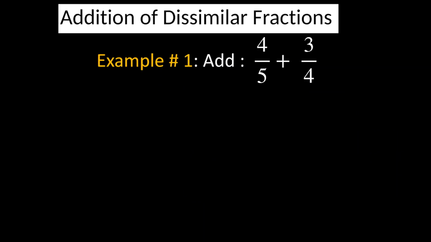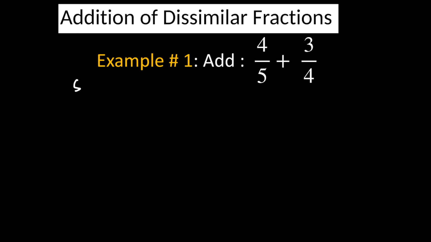There are instances, however, that the given fractions don't have the same denominator, meaning they are dissimilar fractions. And since we can only add fractions if they have the same denominator, then we need to rewrite the given fractions into similar fractions so that we can perform the indicated operation. So to illustrate that, let's have example number 1 here. 4/5 plus 3/4. So I'll be showing you 2 ways to add these 2 fractions.